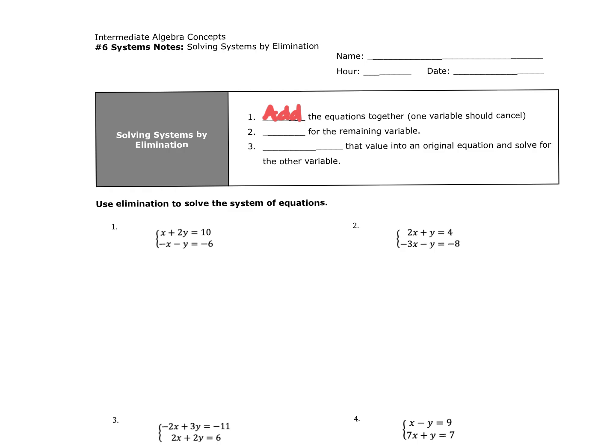After you add together, you're going to solve for the remaining variable. Then you're going to plug that value into the original equation and solve for the other variable. Okay, so let's make those words make sense with some math here.